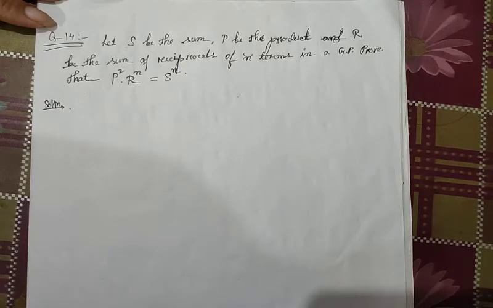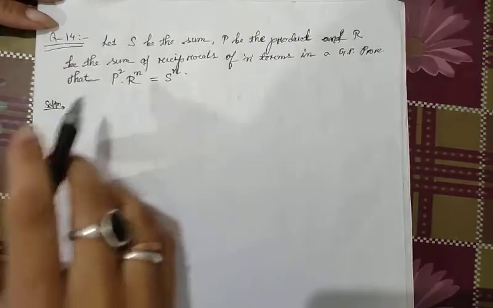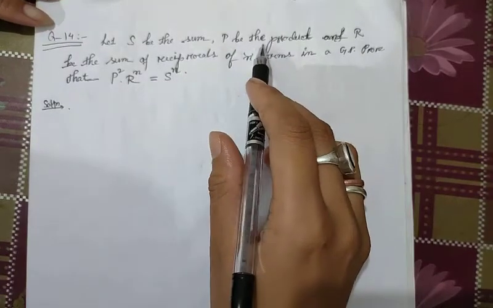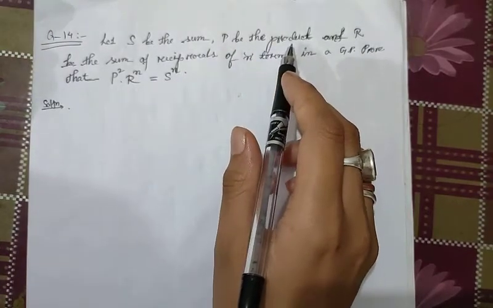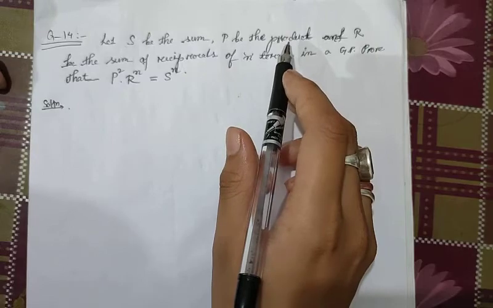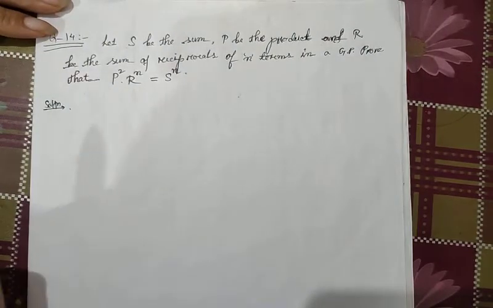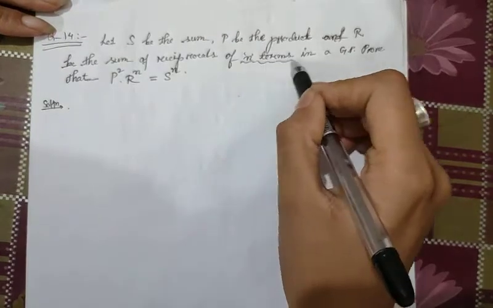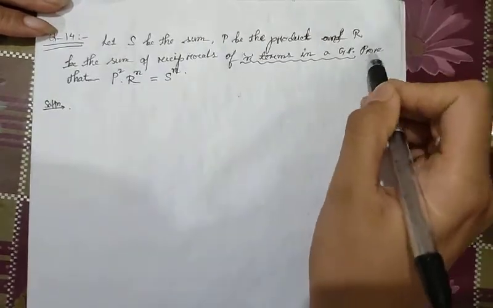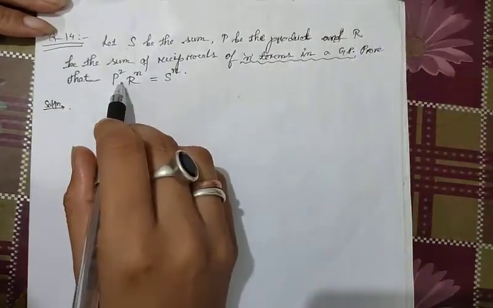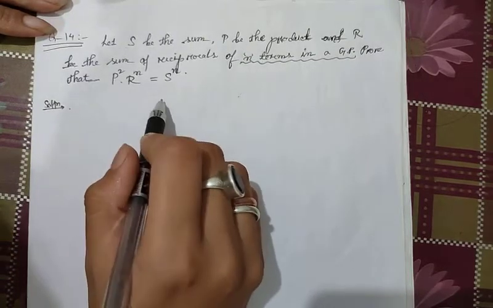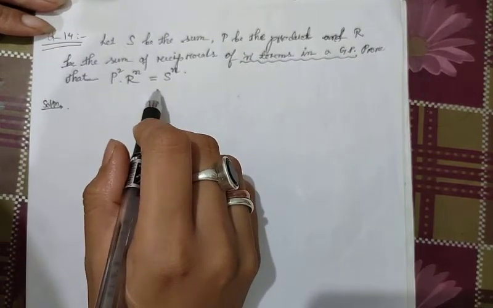Hello, we discussed question number 14 from the chapter Sequence and Series, from your miscellaneous exercise. Here, let S be the sum, P be the product, and R be the sum of reciprocals of n terms in a GP. We have n terms in a GP. Prove that P squared into R to the power n is equal to S to the power n.